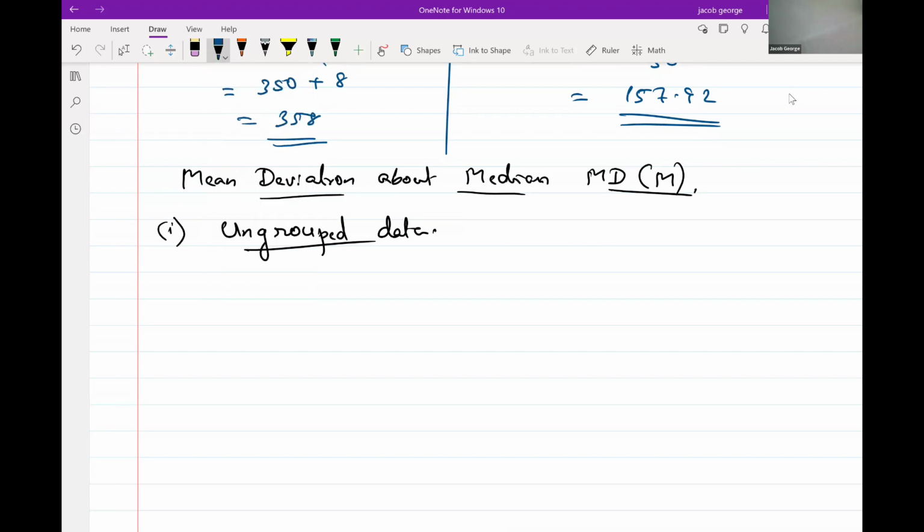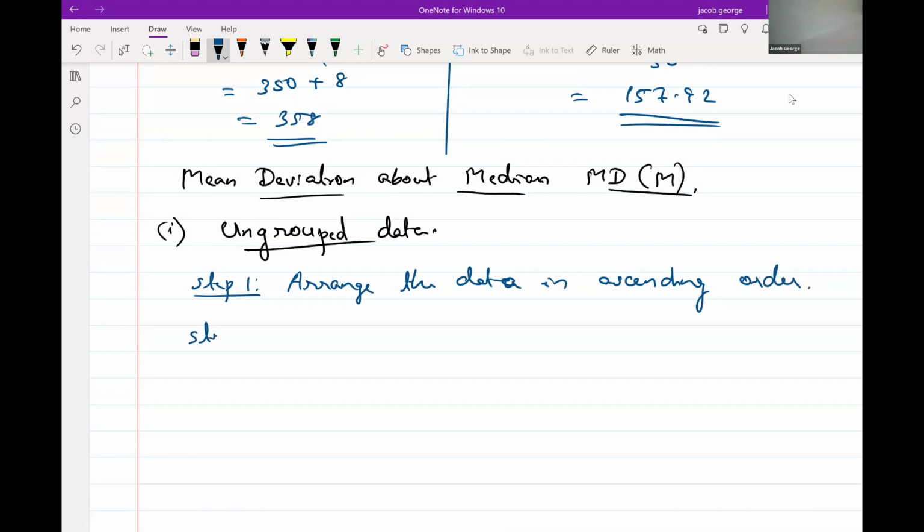Step number 1: arrange the data in ascending order. In ascending order means small to big.